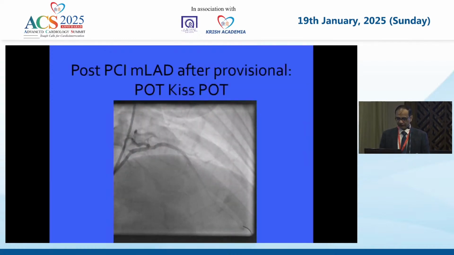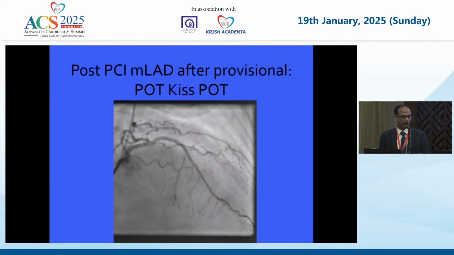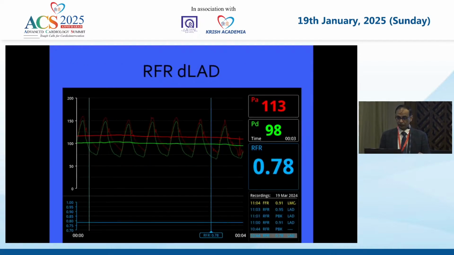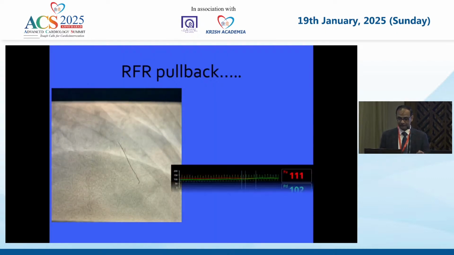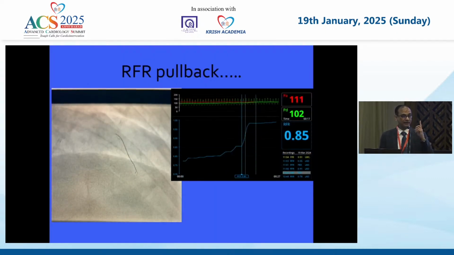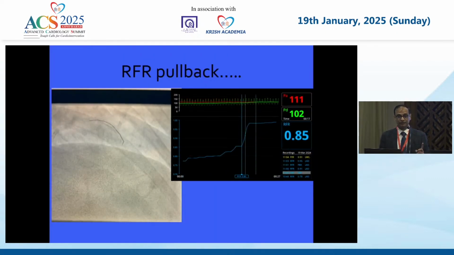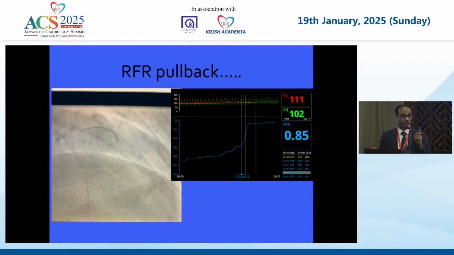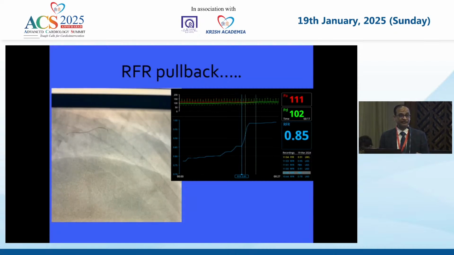So the mid LAD was fixed. This looks perfectly good angiographically. And then you do an RFR and you find it is 0.78. Now you do a pullback, and you see the pullback is entirely at the ostial proximal LAD. But this has to be done after you fix the distal lesion.